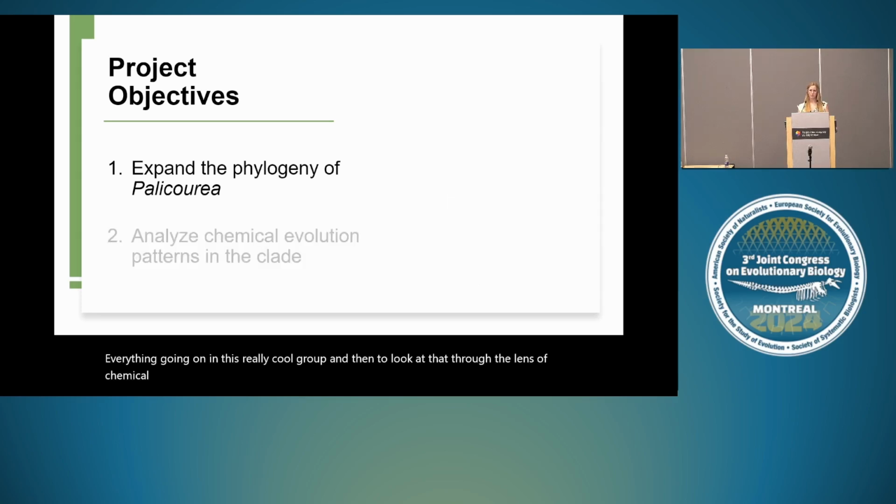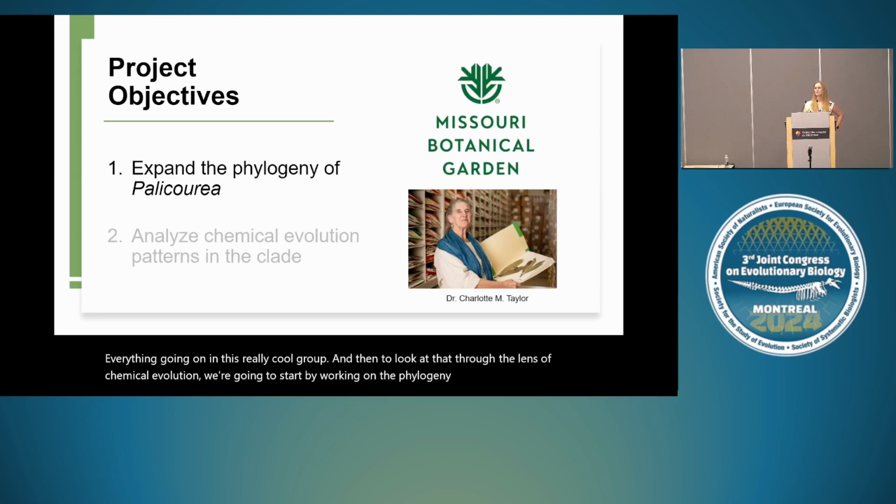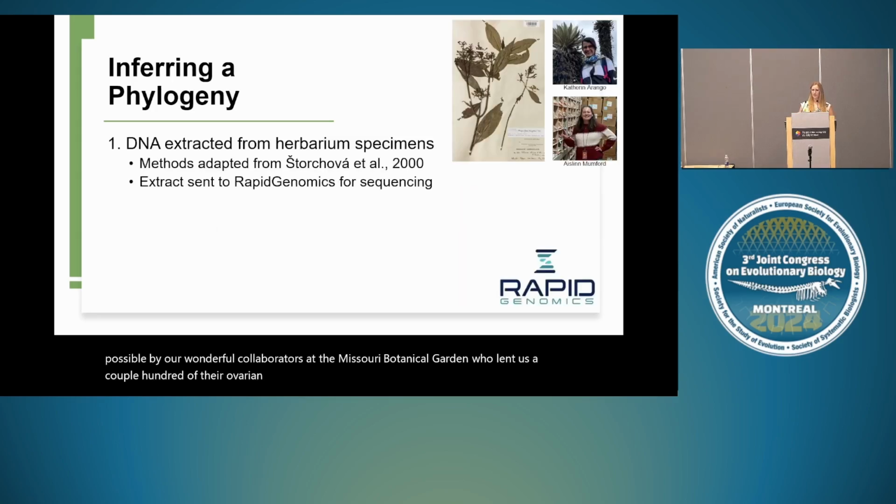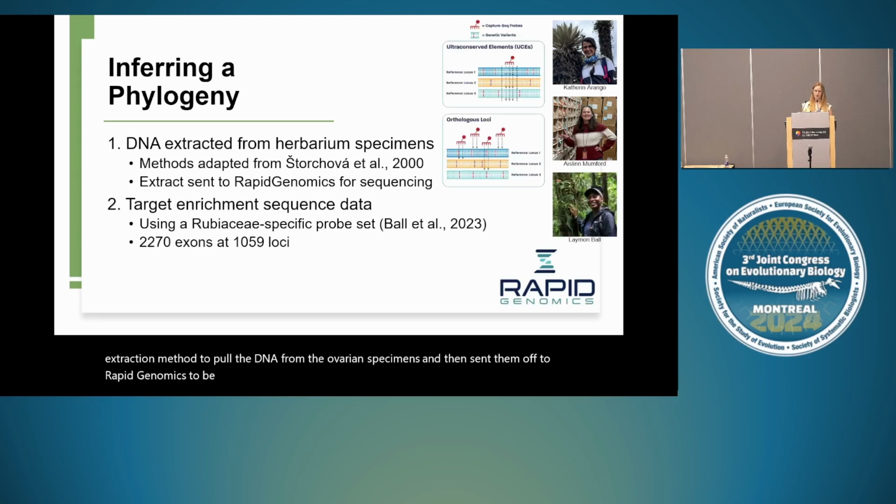We're going to start by working on the phylogeny. This was made possible by our wonderful collaborators at the Missouri Botanical Garden, who lent us a couple hundred of their herbarium specimens. We began by using a modified sorbitol extraction method to pull the DNA from the herbarium specimens and then sent them off to Rapid Genomics to be sequenced. We were pulling target enrichment sequence data using a Rubiaceae-specific probe set designed by my lab mate, Lamone Ball.